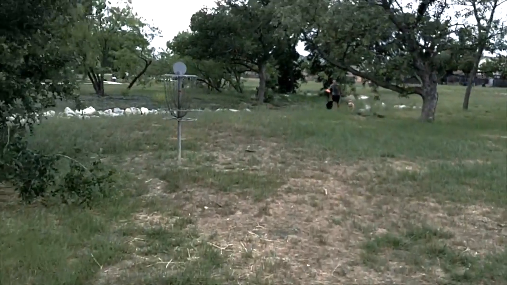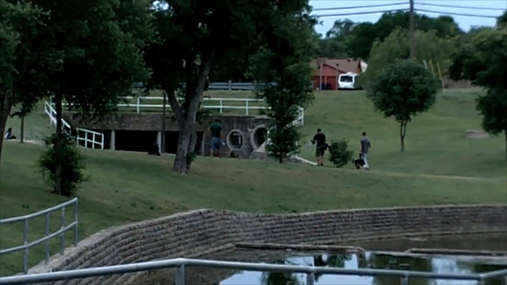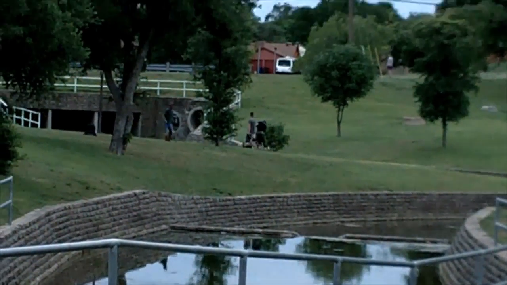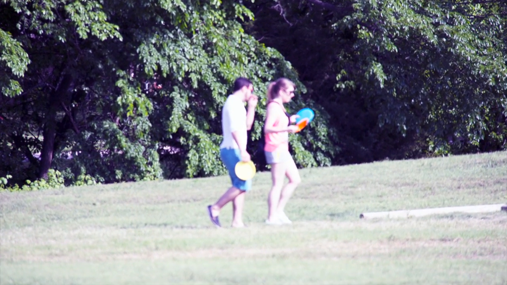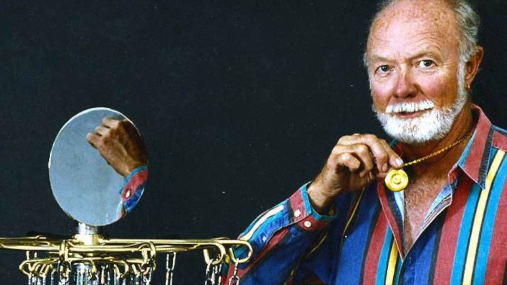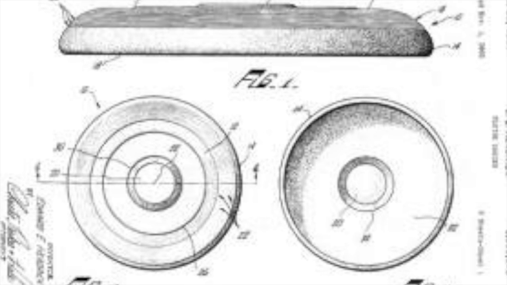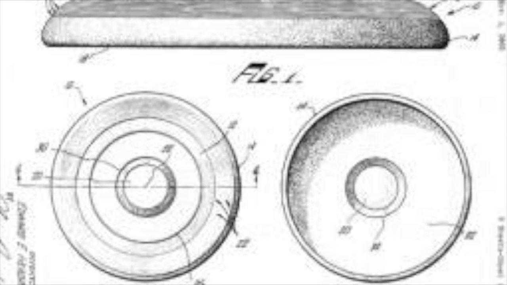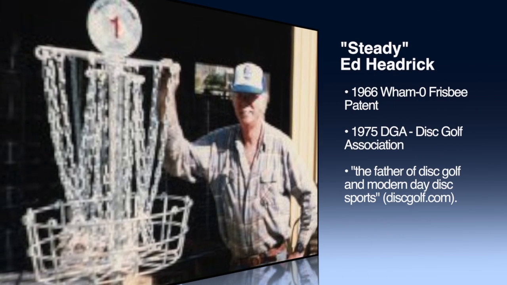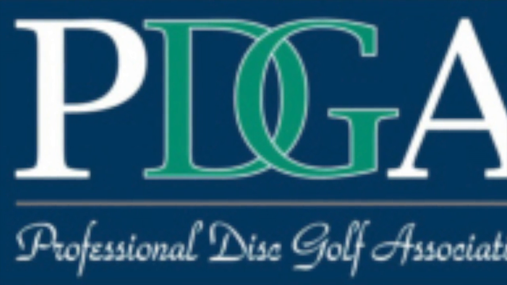Today, we will venture inside the discourse community of disc golf to answer the question, which types of media do disc golfers use to communicate and receive information regarding future tournaments, as well as tournament results within this international lifetime community? Not many people know this, but the same guy that organized disc golf by creating the DGA, or Disc Golf Association, in 1975, was also credited with the design and patent for the modern-day Frisbee in 1966 while working for Wham-o. That man's name is Steady Ed Hedrick, and according to discgolf.com, he is known as the father of disc golf and modern-day disc sports.